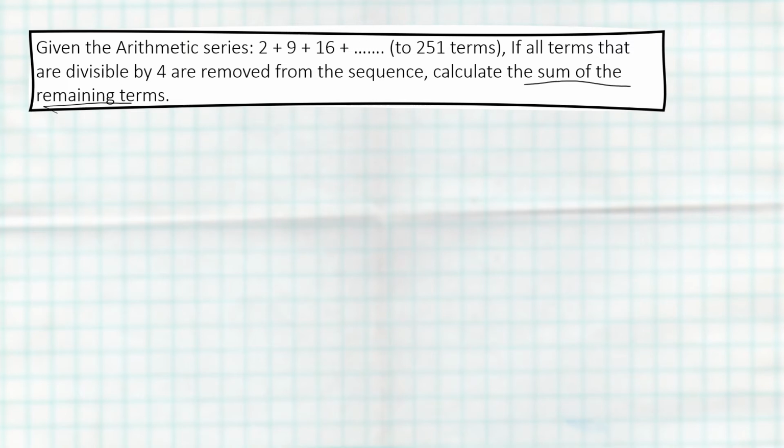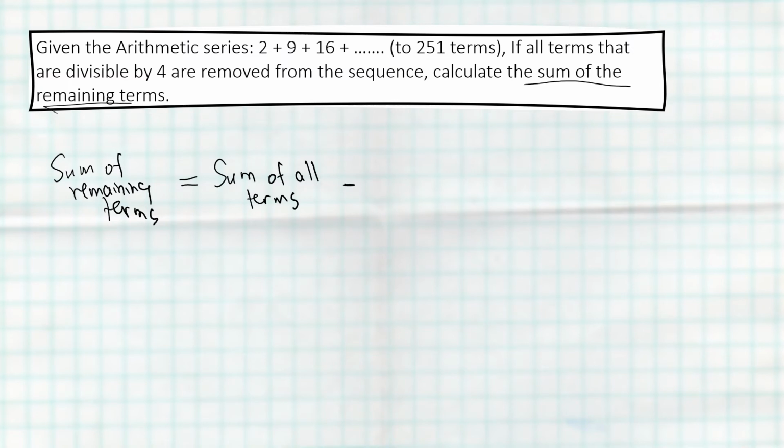Okay, so what we're going to do is to get the sum of remaining terms. We say it's equal to what? The sum of all terms, then we remove, because they are removing, the sum of terms divisible by what? Divisible by 4. So our duty really is to calculate the sum of all terms, then you subtract the sum of terms that are divisible by 4.